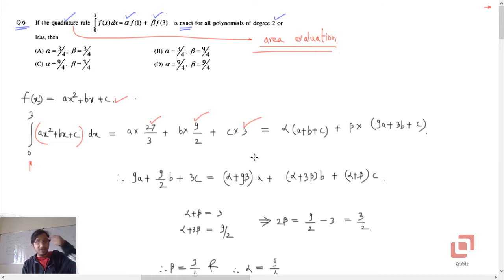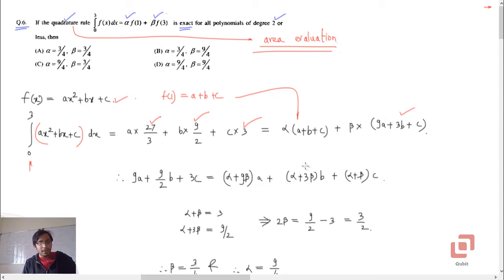Okay, now what is this actually equal to? This is equal to alpha times f of 1 plus beta times f of 3. Okay, now what is f of 1? f of 1 is going to be a plus b plus c. You have to write x equal to 1, and that will come here, plus beta into f of 3, so 9a plus 3b plus c.